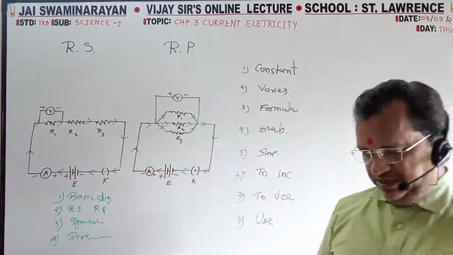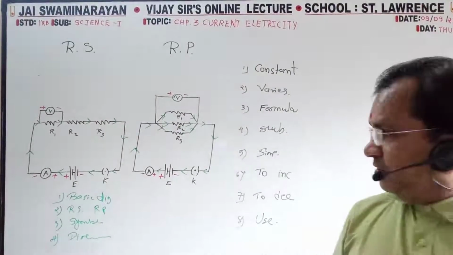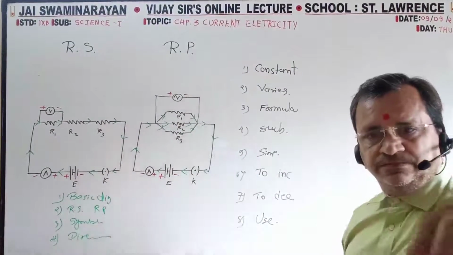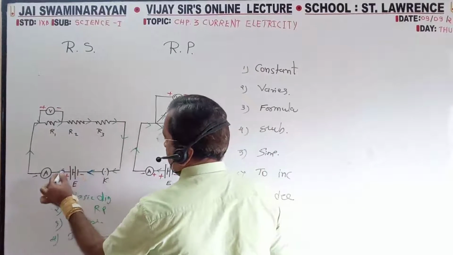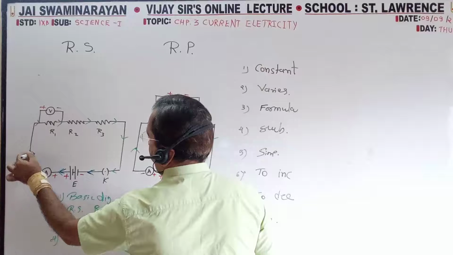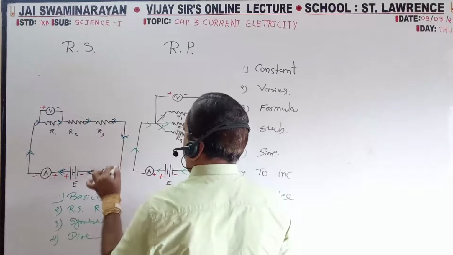Is it visible? Green number, green color visible? Hmm? Now visible.